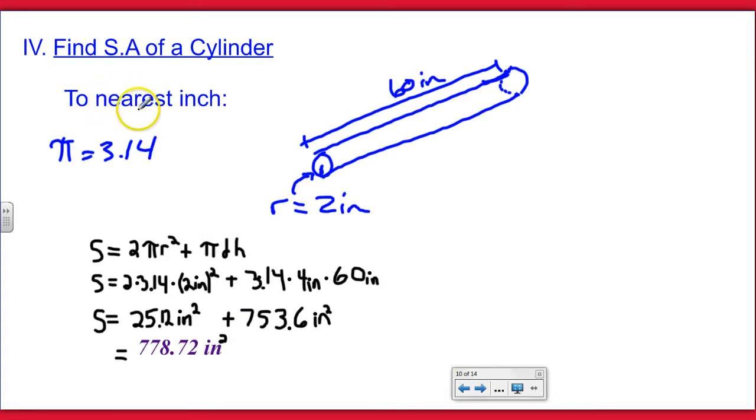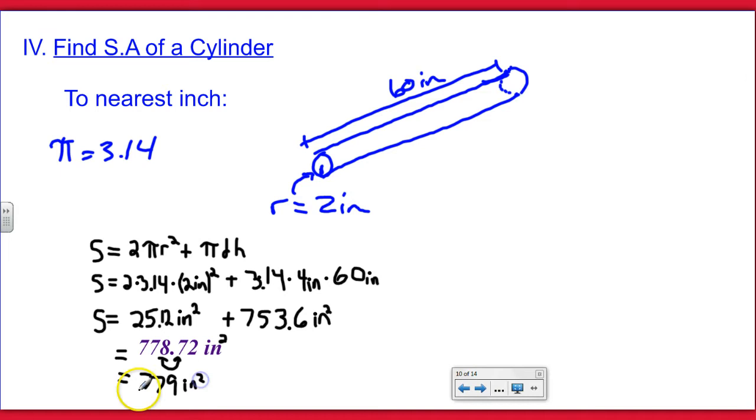Now, they asked us to round to the nearest inch, so let's do that. When we're rounding, we look at the whole number where we're rounding to and say, does it stay the same, or does it increase by 1 based on its neighbor just to the right? And we can see it does increase by 1, doesn't it? So we have 779 inches squared.